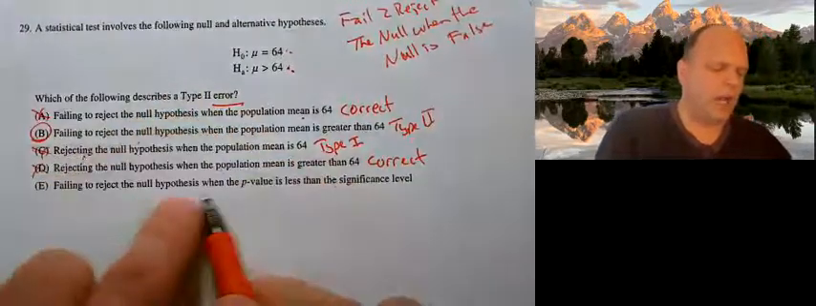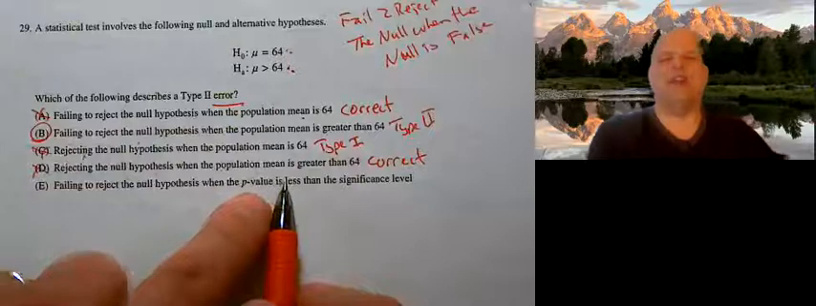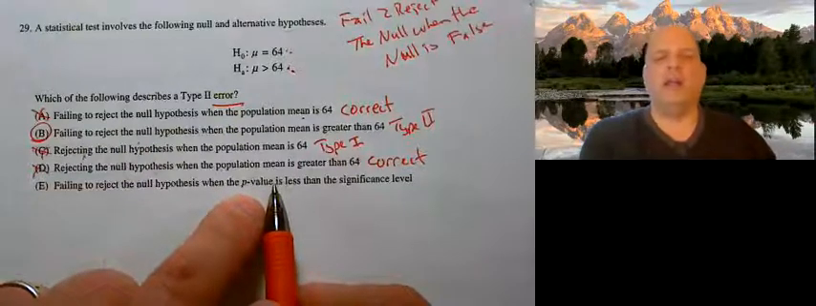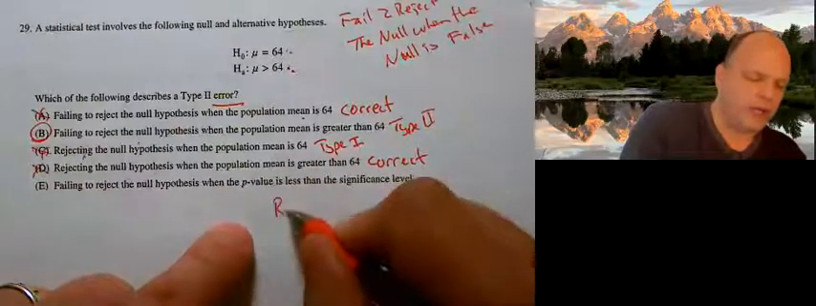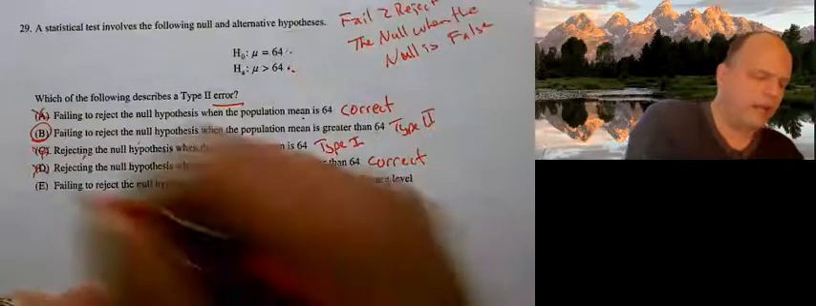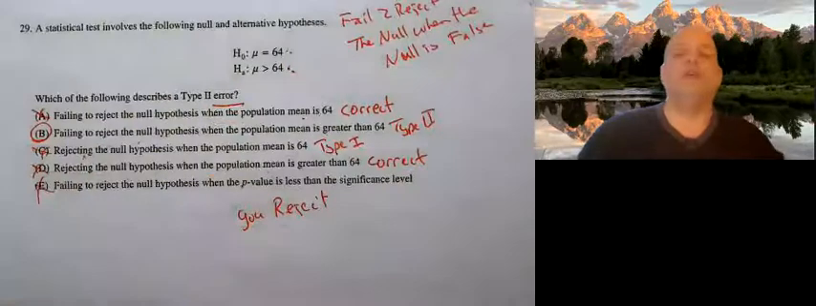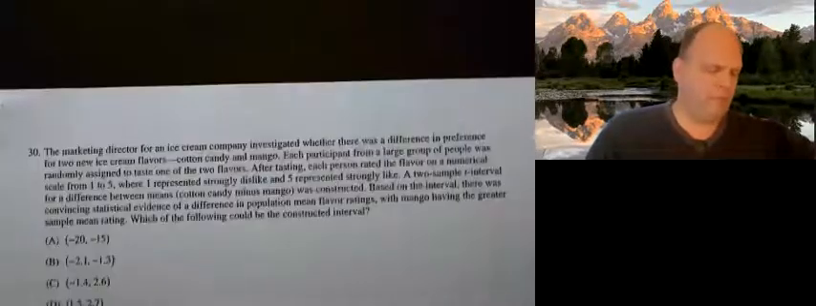All right. Failing to reject the null hypothesis when the p-value is less than the significance level. That's you made a mistake. That should never happen. If the p-value is less than the significance level, you reject. All right. This is not a type 1 or type 2 error. This is you messed up. Reject when the p-value is less than the significance level. All right. Problem 30.